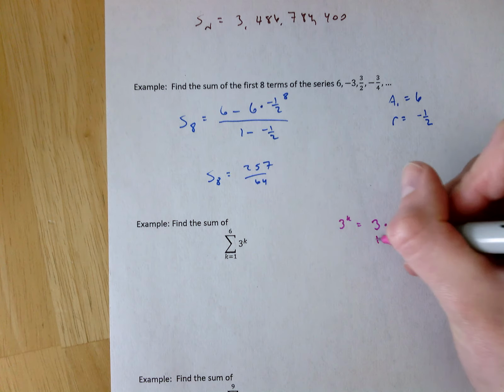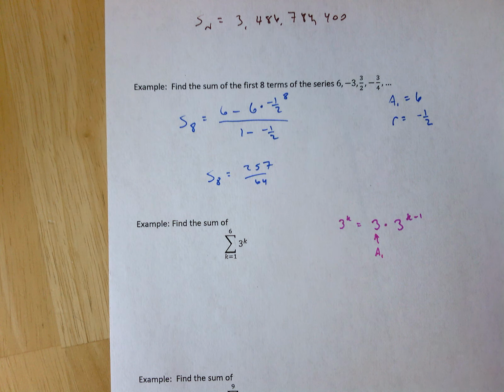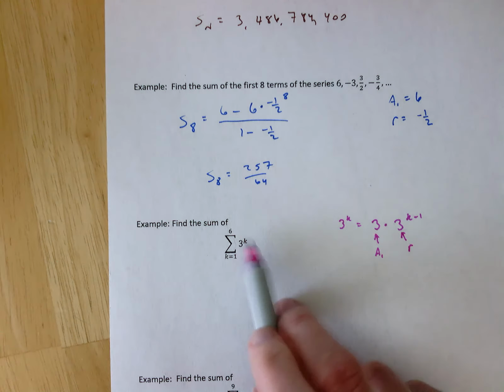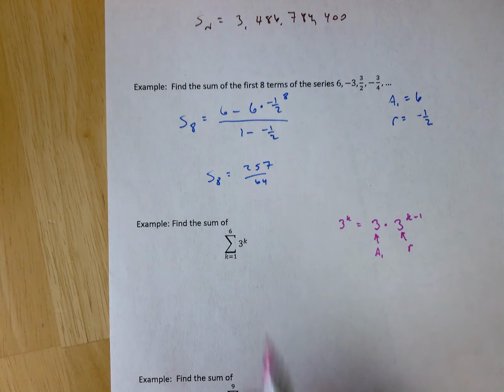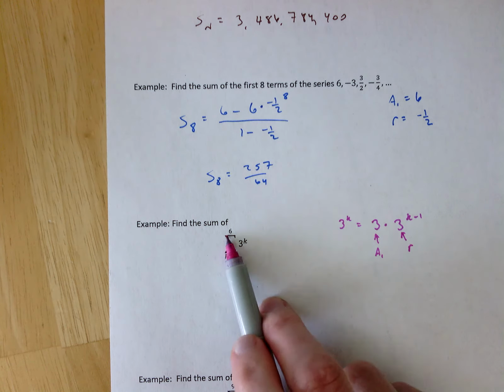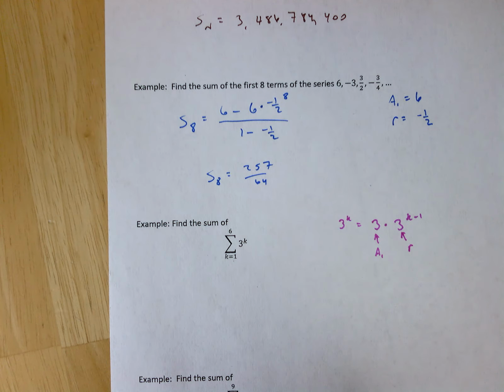And then from there, I know that this is my starting term. So that's my a sub 1. And I know that this is my common ratio r. So I just have to be a little bit creative in rewriting it. They won't always look like this. It just happens to. And I want the sum of the first 6 terms of this sequence.